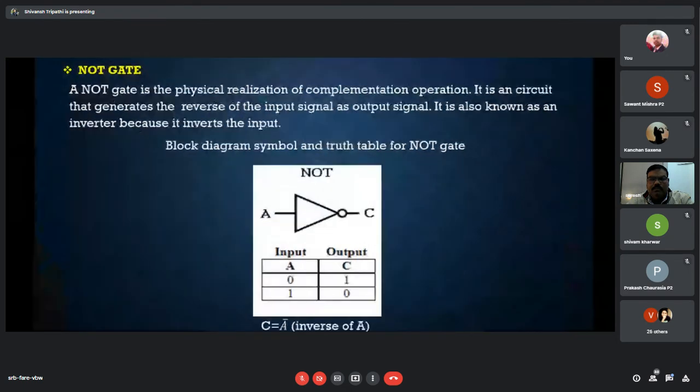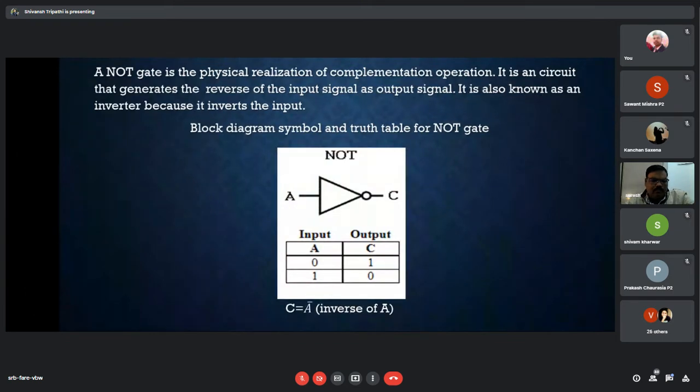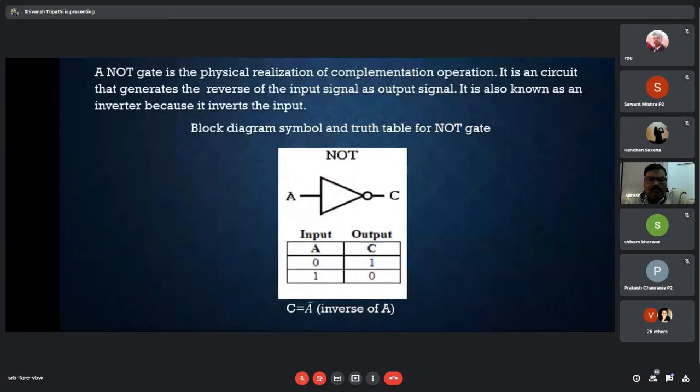We can see in the truth table that whenever we put the input as 0, basically a false input, then the output will be 1, and when we make the input true, 1, the output will be 0.